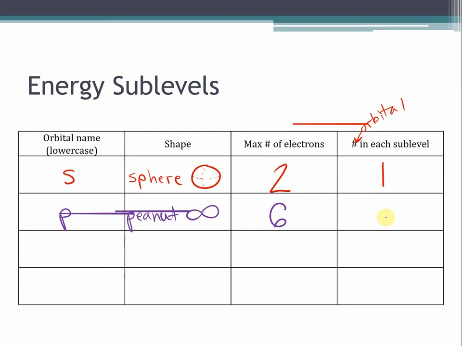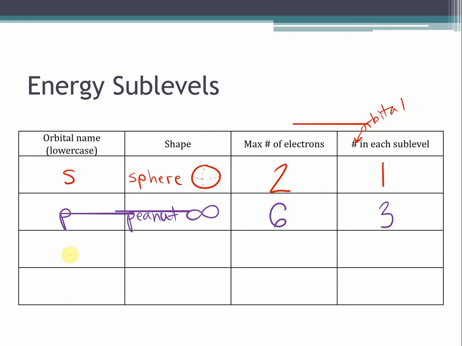Once again, in each energy level, there are 3 p orbitals. So in each row of your table, in each main energy level, there are 3 p orbitals. They can hold a total of 6 electrons. They have a peanut shape. They are called p orbitals.